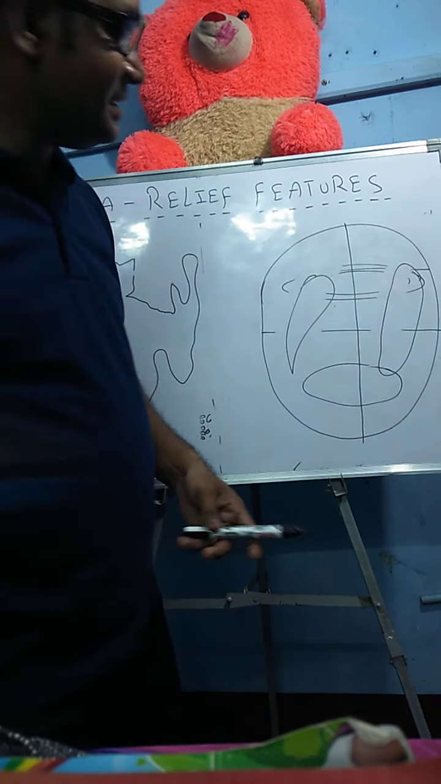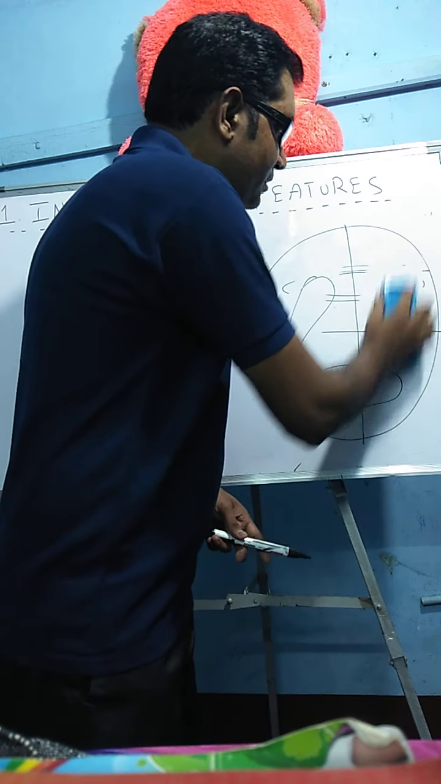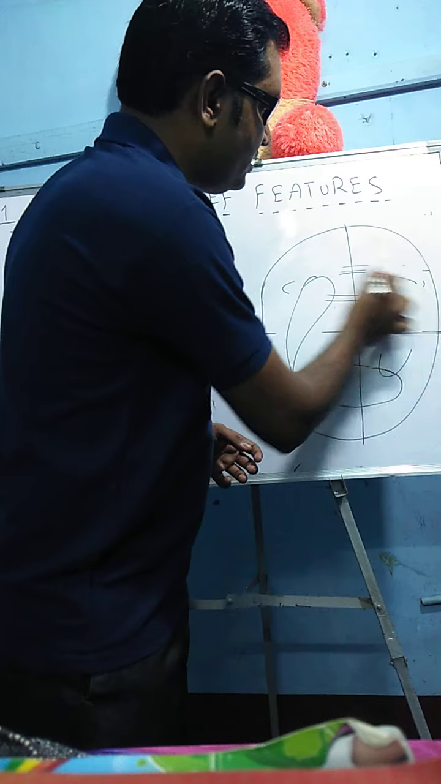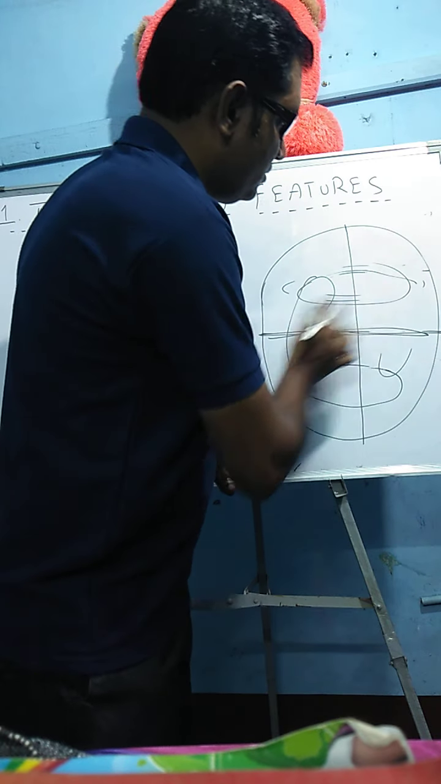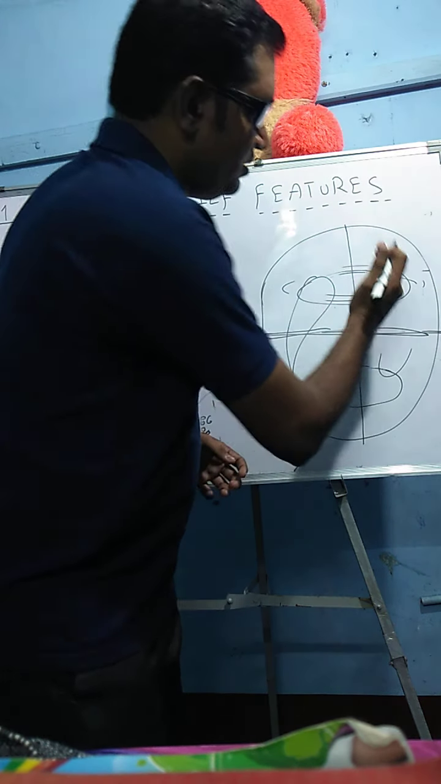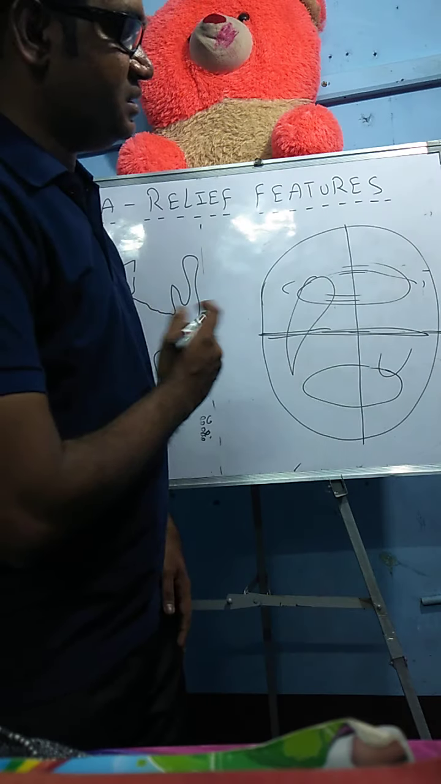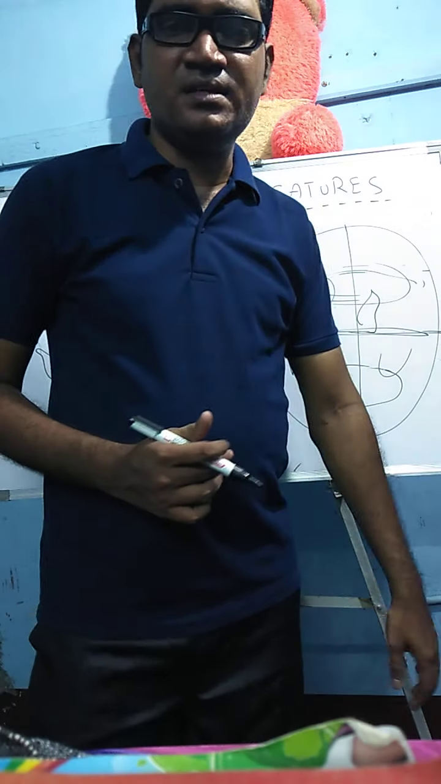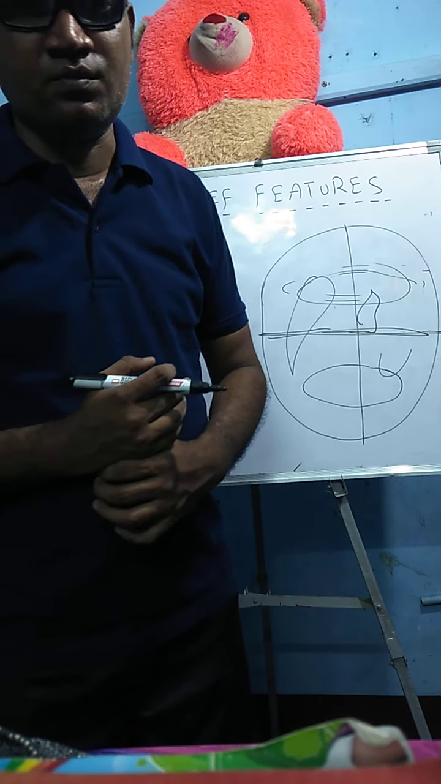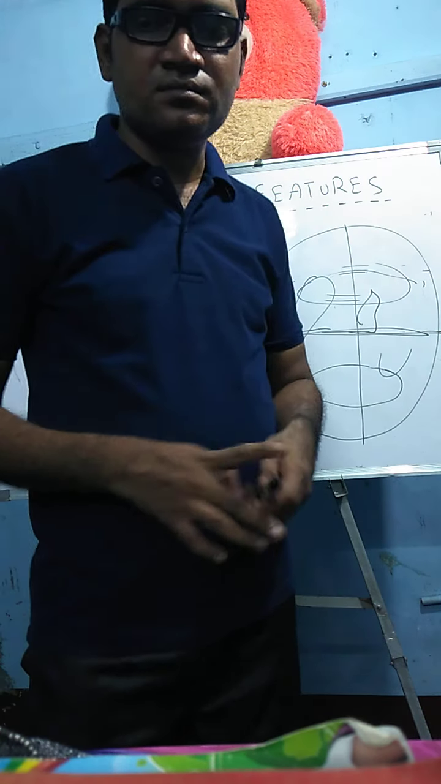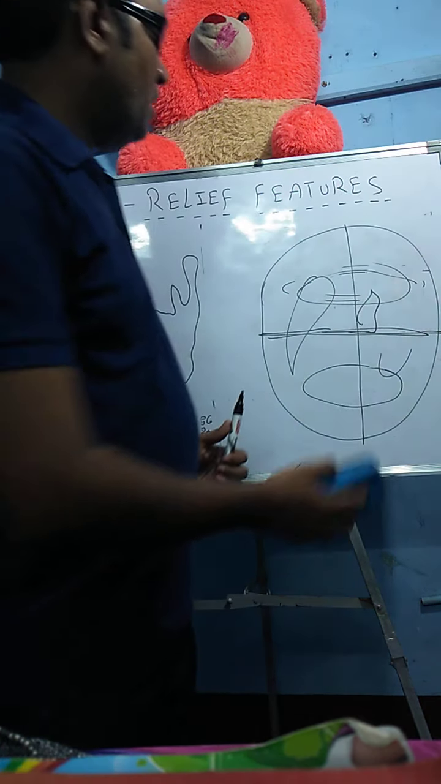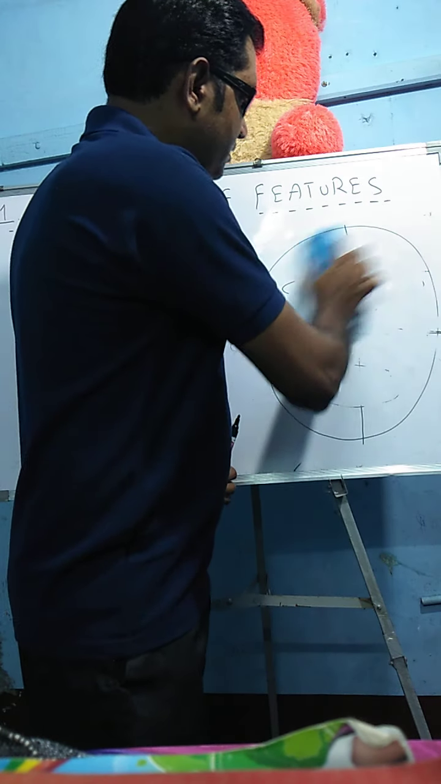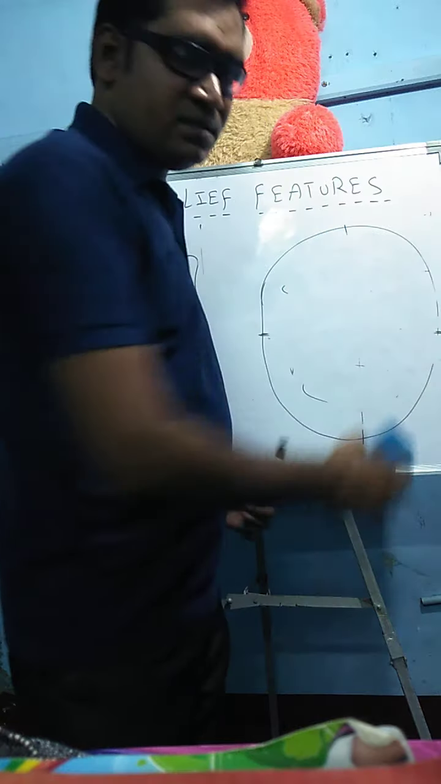Okay, India is located in the northern hemisphere. Means this part is the northern hemisphere. This is the northern hemisphere, southern hemisphere, eastern hemisphere, and the western hemisphere. India is located in the northern hemisphere, nearest to the eastern hemisphere also. So this is the location of India on the world map. So first, this is the introduction part.